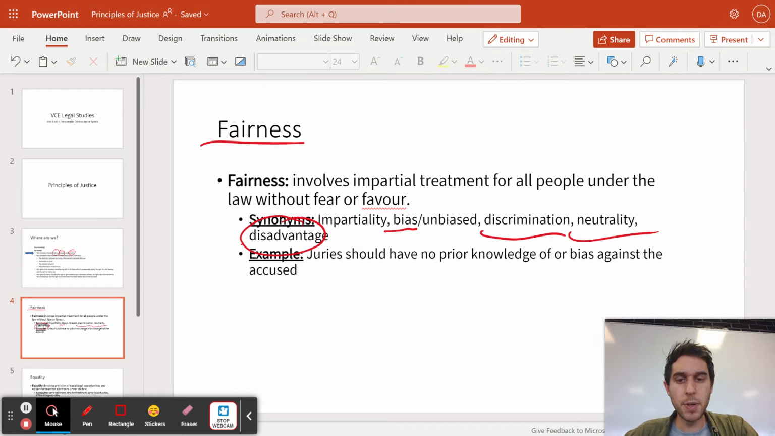An example of fairness in our legal system is the jury system, and the fact that jury members are not supposed to have any prior knowledge of the case that they are involved with. For example, you'd be really worried if one of the members of the jury was really close friends with the accused person. You'd be worried that they would be biased in favour of the accused person. So to achieve fairness, we require that they have no prior knowledge of the accused.